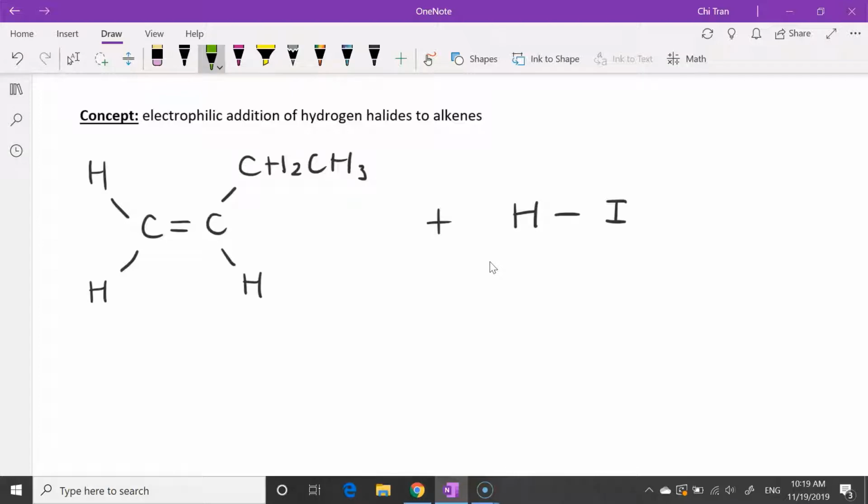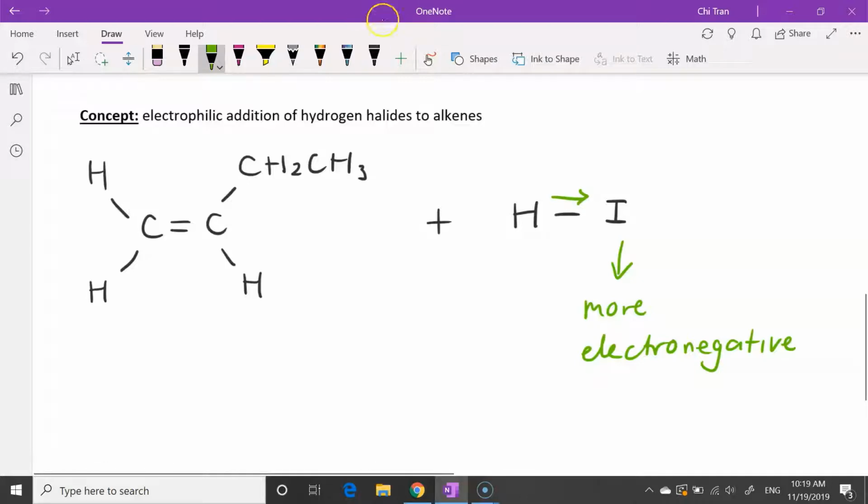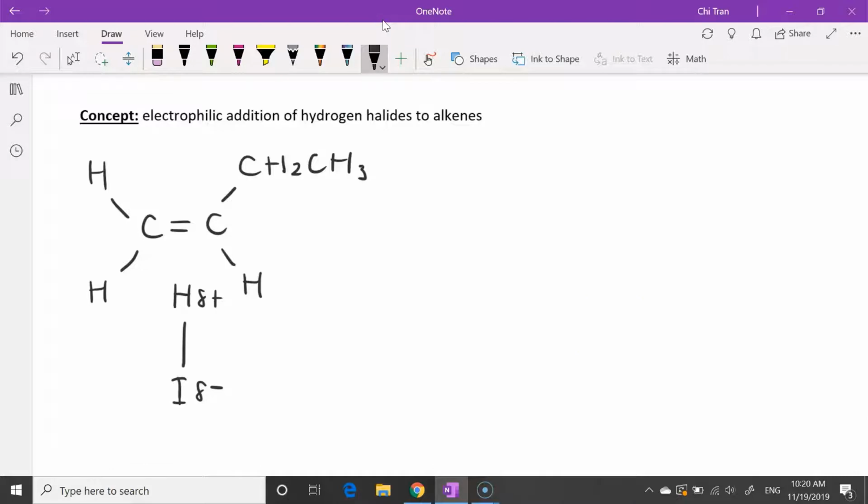So in a hydrogen iodide, iodine is more electronegative compared to hydrogen. And so what happens is the pair of electrons between the two are more attracted towards the iodine, making it slightly negative, whereas the hydrogen is slightly positive. As the hydrogen iodide approaches the butene molecule, hydrogen, being slightly more positive, will be attracted to the pair of electrons in the alkene.